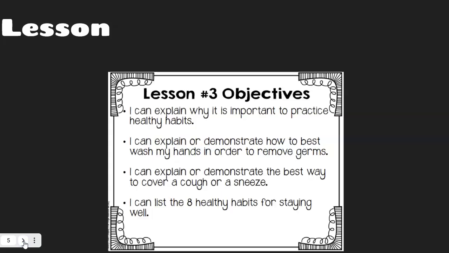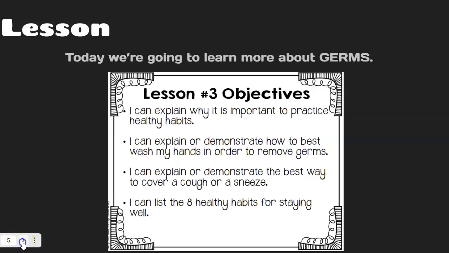Learning objectives are: I can explain why it is important to practice healthy habits. I can explain or demonstrate how to best wash my hands in order to remove germs. I can explain or demonstrate the best way to cover a cough or a sneeze. And I can list the 8 healthy habits for staying well.